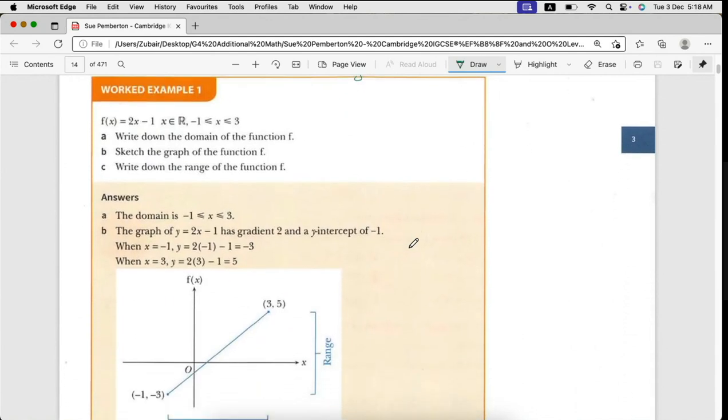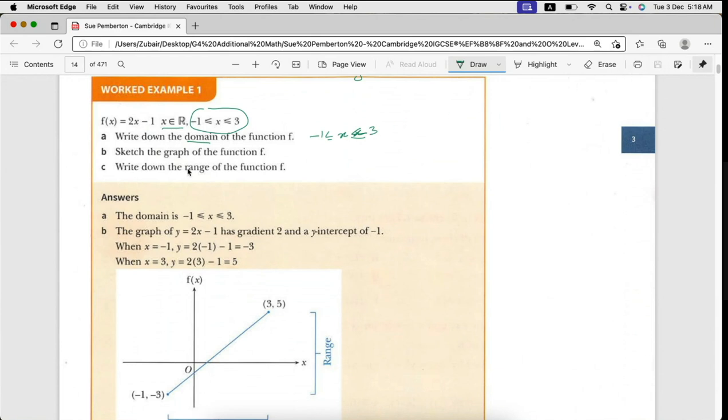First worked example. The function is f of x equals 2x minus 1, where x belongs to R, a real number, minus 1 less than or equal to x less than or equal to 3. Write down the domain of the function. So this is clearly domain, the values of x, and we can see it starts from minus 1 and ends at 3. So domain remains as it is. These are the values of x.